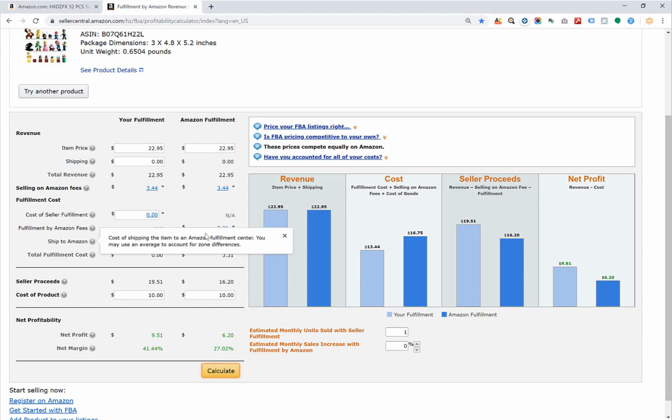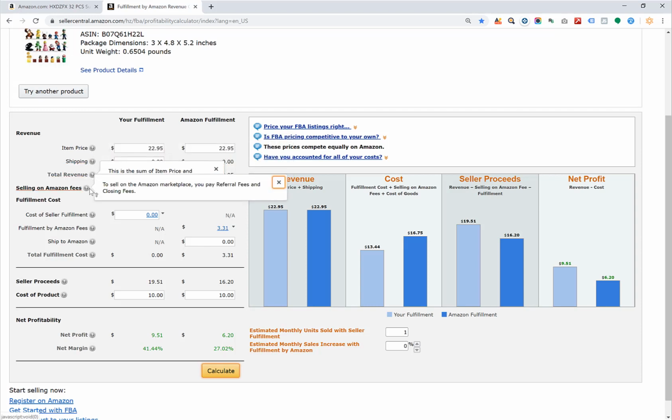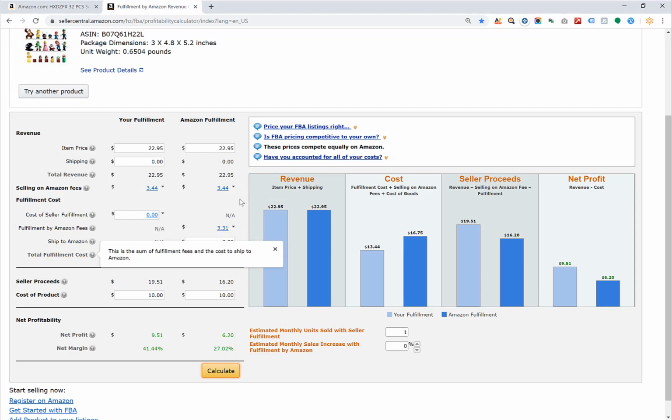So shipping to Amazon. And as a side note here, you can actually hover over any of these items that you want, that you don't understand, and it gives you a pretty simple explanation as to what they are. So any box that's open means that is going to be a fee that you're going to have to pay, right? So even if Amazon's fulfilling your item, they can't fulfill it if it's not there. So you're going to have to come up with your cost to ship to Amazon.